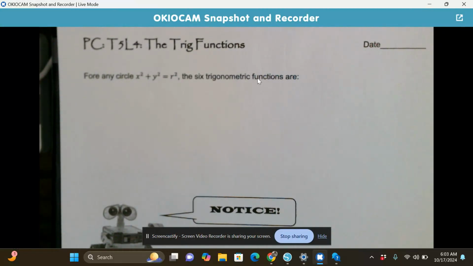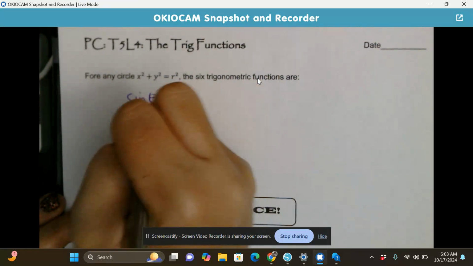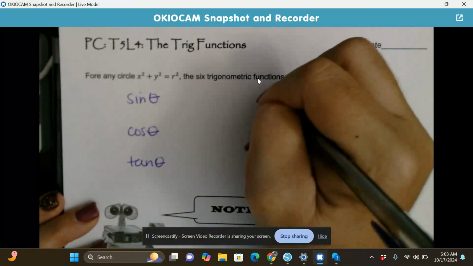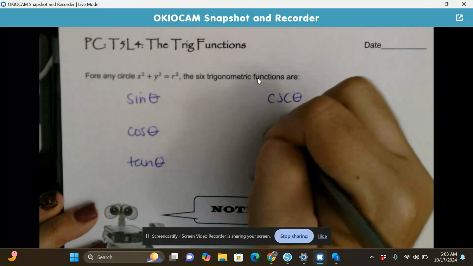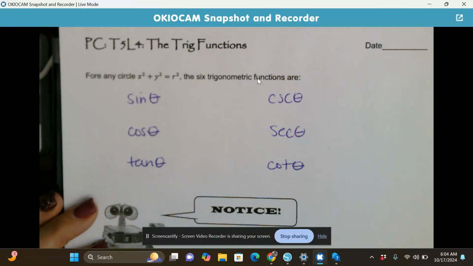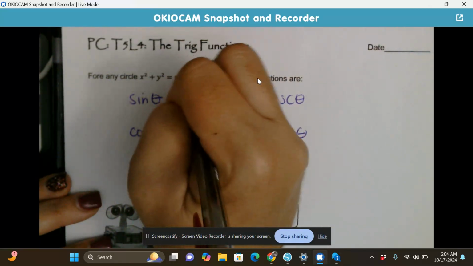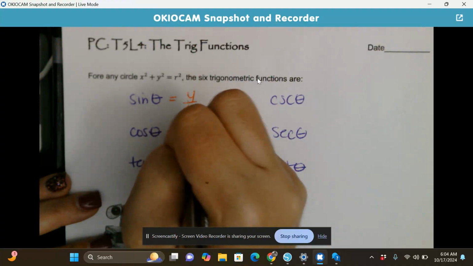But today we're going to talk about the six trig functions, and you have done these prior, mainly in Math 2. You do some of them in Math 3, but mainly in Math 2. So basically your six trig functions are as follows. All right, and yesterday we talked about sine and cosine. Sine being y over r and cosine being x over r.